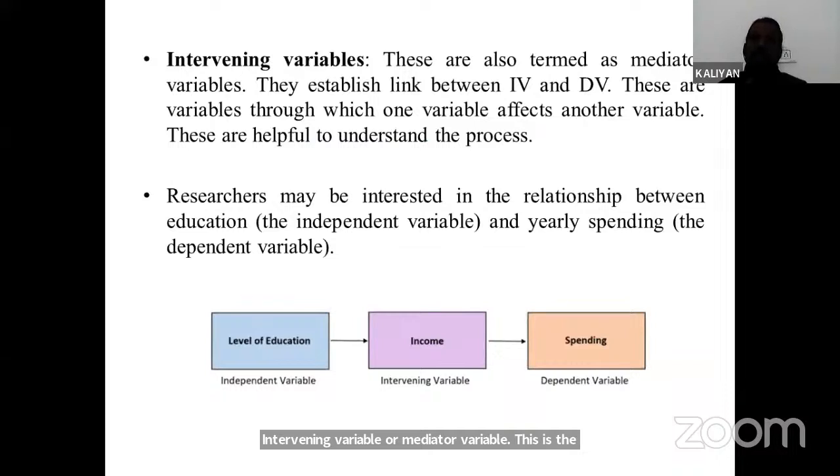Example, if I want to study the relationship between education and yearly spending: those who are very well educated spend more money. The level of education is the independent variable, and spending money is the dependent variable. Here income is the intervening variable. If you have income, then only we spend the money. So that is the intervening variable or mediator variable.